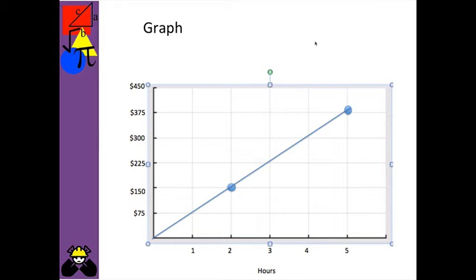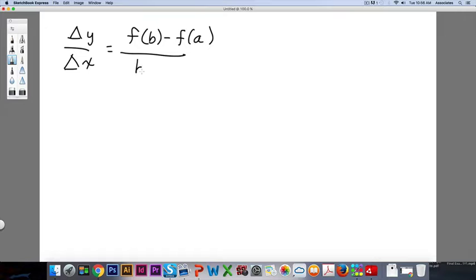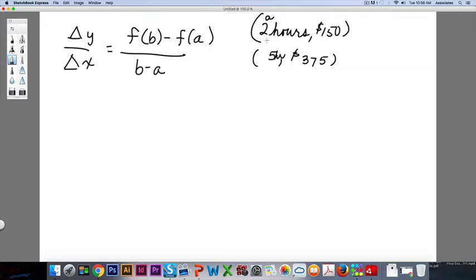Now I'm going to look at the rate of change, so I'm going to go to my slate and let's work that out. All right, so I remember that the change in y, or delta y over the change in x, and in science they use those deltas too, means f of b minus f of a, the function at a and b, over b minus a. So let's get my 2 ordered pairs. My 1 ordered pair is if he worked 2 hours, he charged $150. This is going to be my a. If he worked 5 hours, he charged $375. Again, this is hours, and that's going to be my b.